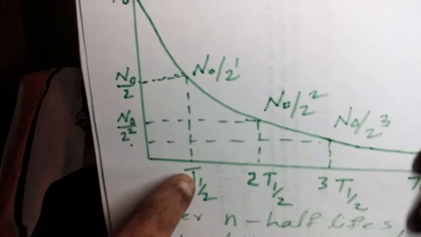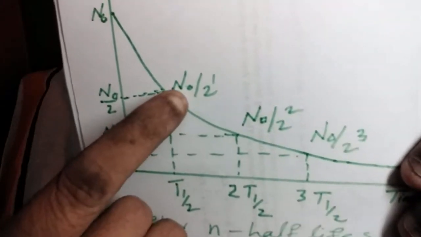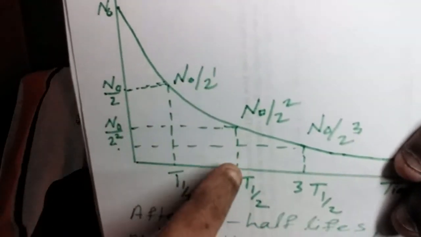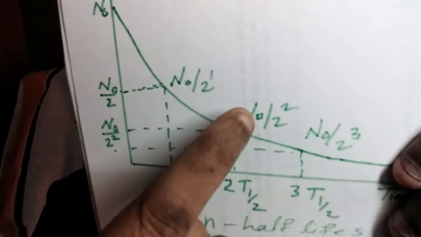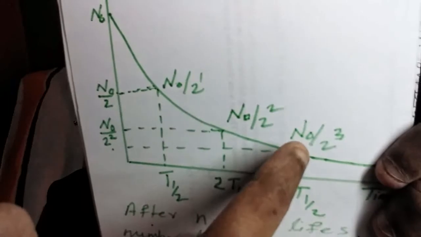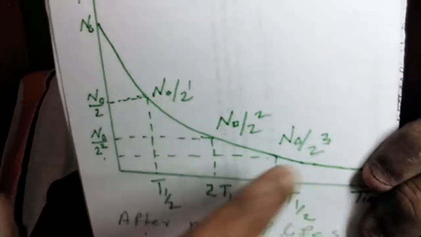So after one half-life, the number remaining is N0 by 2 raised to 1. After two half-lives, the number remaining is N0 by 2 raised to 2. After three half-lives, the number remaining is N0 by 2 raised to 3. That means after n half-lives, the number remaining for disintegration equals N0 by 2 raised to n. That's it.